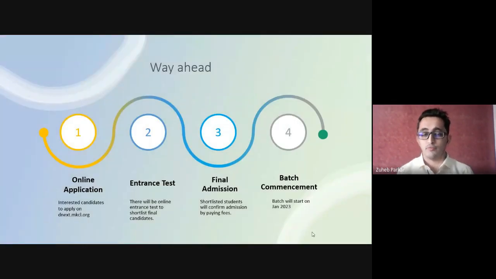So the way ahead, if anyone is interested: the next batch starts in Jan 2023. Online applications have already started. There will be an entrance test after the online application. And once they are shortlisted in the entrance test, they can get final admission in the course. They can confirm the admission by paying the fees.